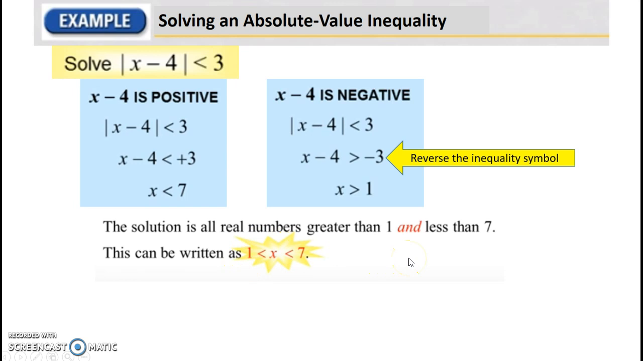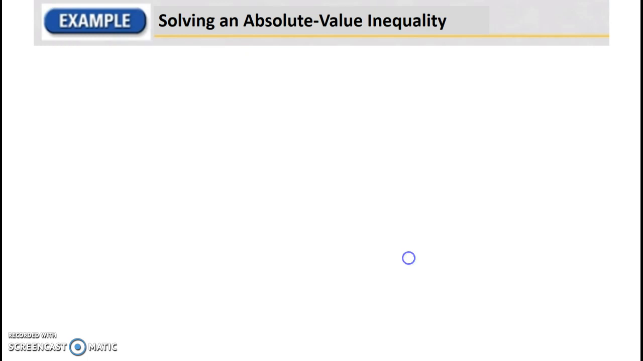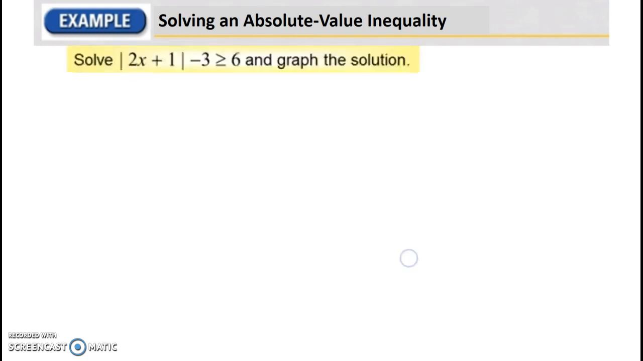Now, if we were to graph this on the number line, what I want you to keep in mind is that when you have less than or greater than, you have open circles. If you have less than or equal to or greater than or equal to, you have closed circles. So this will have open circles at 1 and 7, and you will shade everything in between those two numbers. Now, let's look at another example.